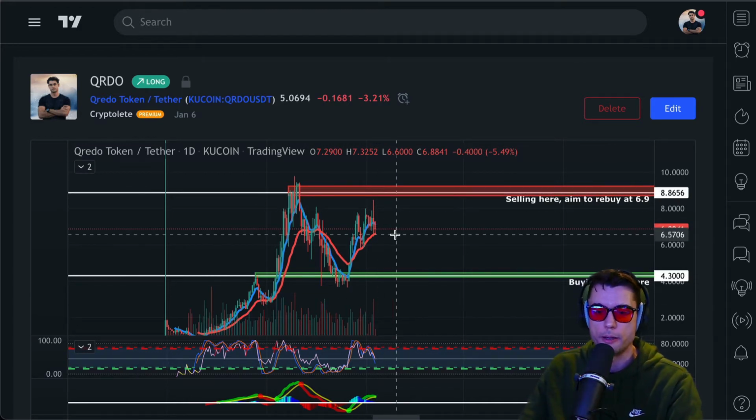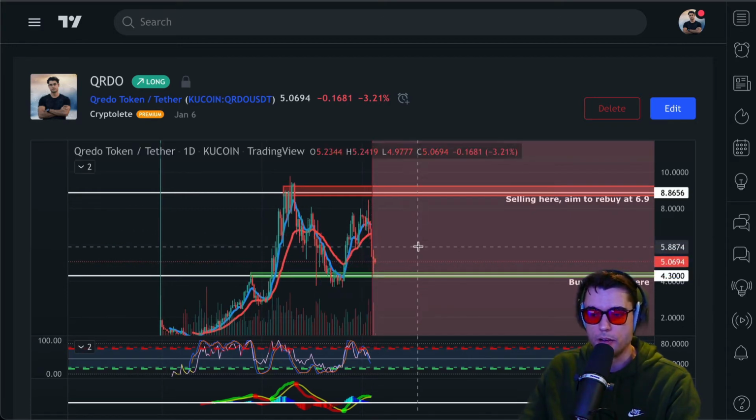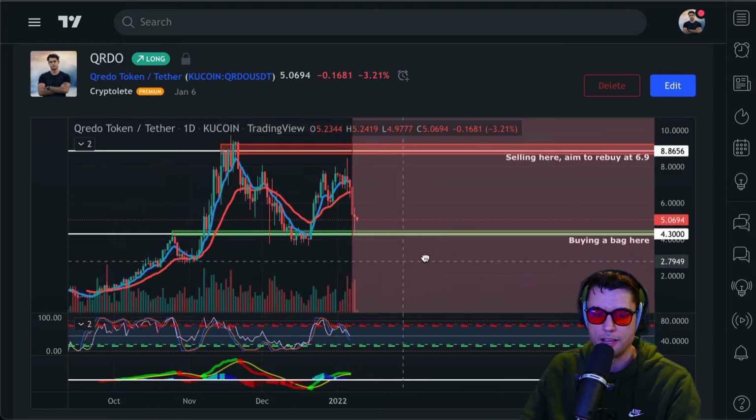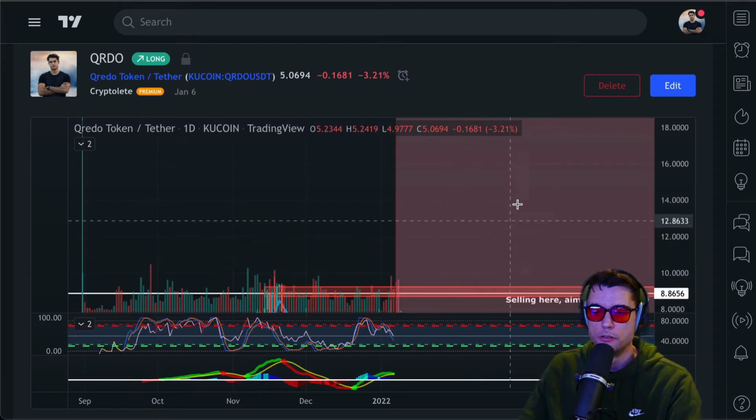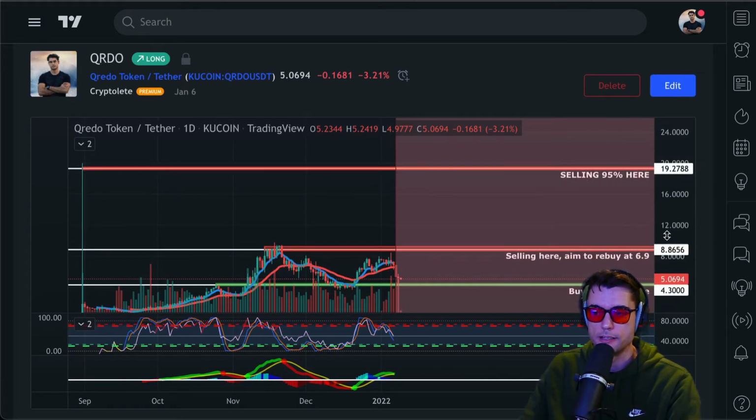And now, if we press play, the price dropped all the way back down to just above the big bag area, basically the good buy zone right here. It's probably a little bit lower, to be honest. It's probably more around 3.9 rather than 4.3. I would just want to front run it a little bit, but this remains the same. I'm going to be selling here at around 8.865, and I'm going to aim to rebuy at 6.9, which is going to be right around this area. And then once I rebuy it, I will put a sell order in up here at $19.